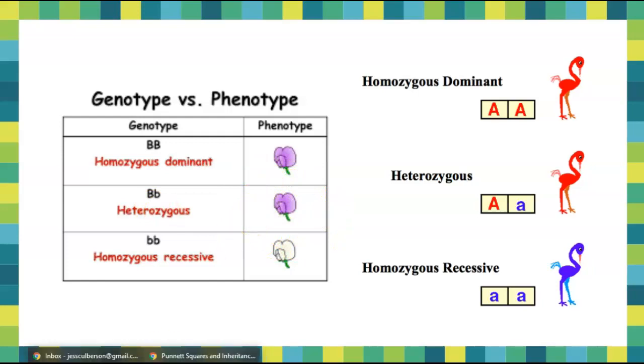And then homozygous recessive means that we have two of the recessives, so now we're finally going to see that recessive phenotype, and it's going to be white. Notice that by looking at the purple flowers, we don't know if they're homozygous dominant or heterozygous. We just know they have at least one big B. The second letter is a question mark. But the white ones, we know they have to be homozygous recessive. So genotypes are the letters, phenotypes are what they look like.